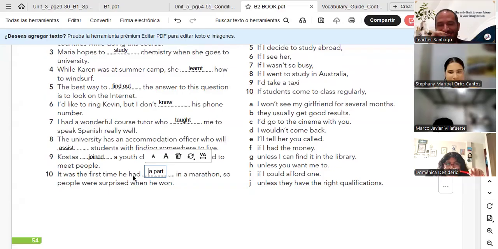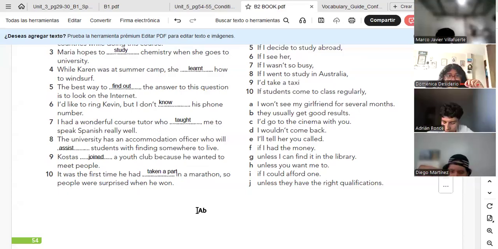You can do it, no worries. Taken. Taken! Yes, you did it! Congratulations. Taking part in a marathon, so people were surprised when he won. Guys, congratulations, you did it pretty good.